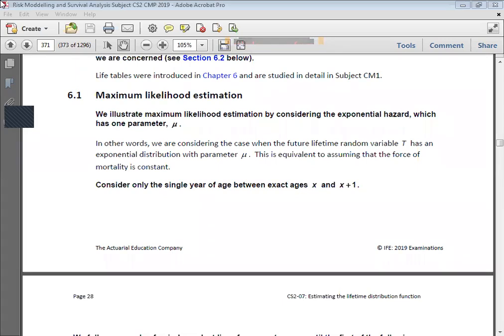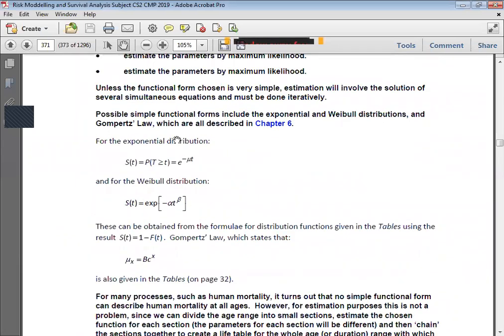So now we will have to write down the maximum likelihood function, and for that we'll have to see what assumption we put on these functional forms. The easy case would be the exponential distribution, where the mortality rate is just going to be constant. I'm just going to go through what they have in the books for now.